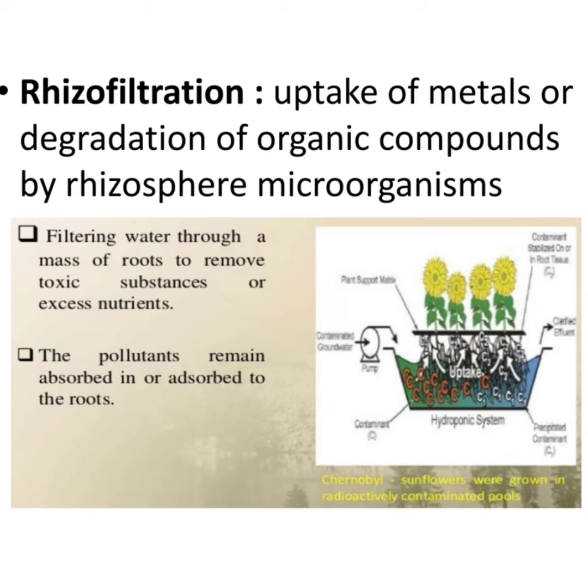What is rhizofiltration? The uptake of metals or degradation of organic compounds by the rhizosphere microorganisms. Filtering water through a mass of roots to remove the toxic substances or excess nutrients. The pollutants remain adsorbed or absorbed to the roots. The Chernobyl sunflowers were grown in radioactively contaminated water to remove the radioactive contaminants.